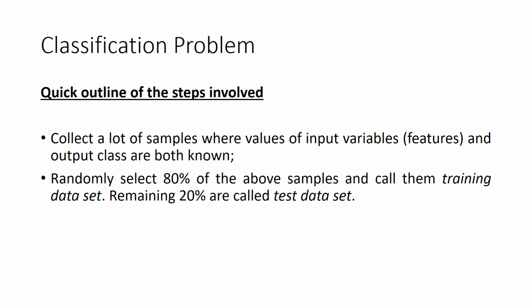The next step is to randomly select 80% of the above samples, which we will call training data, and the remaining 20% we'll call test data. This 80-20 split, you could go with 70-30, you could go with 60-40. You can choose to have it done your way, but the point is that you will sample some records and call them training data, and the rest would be called the test data.